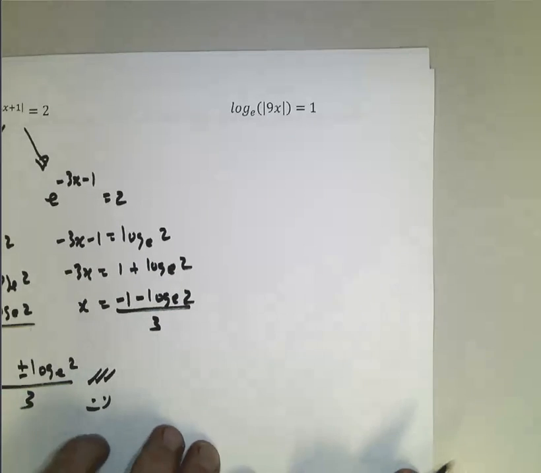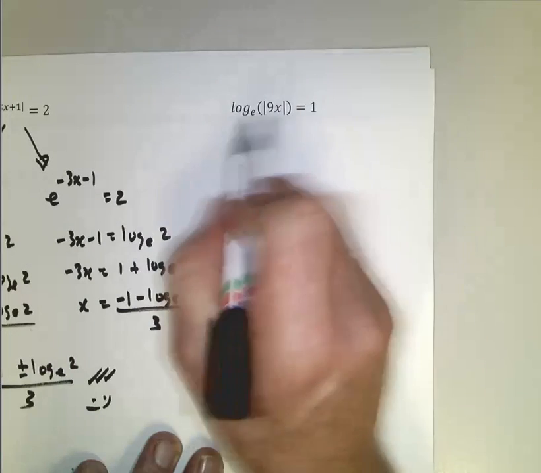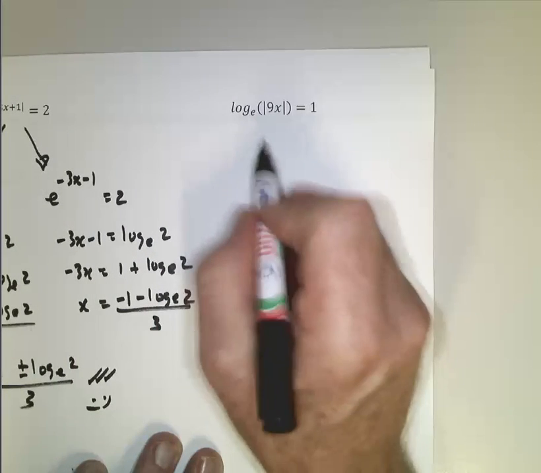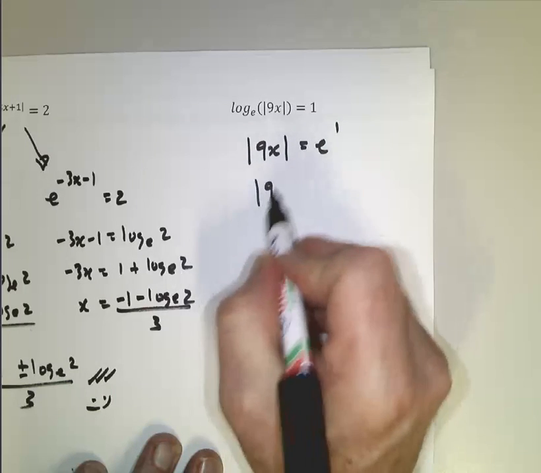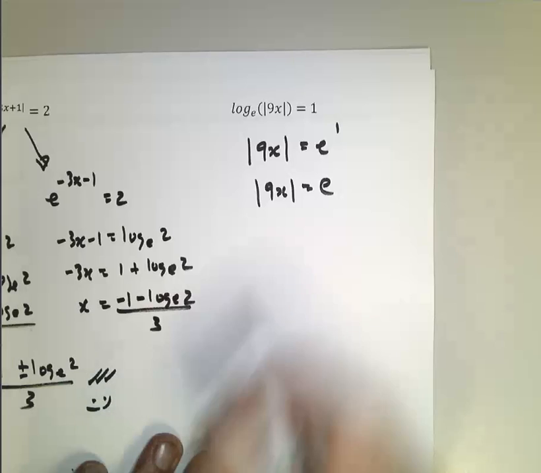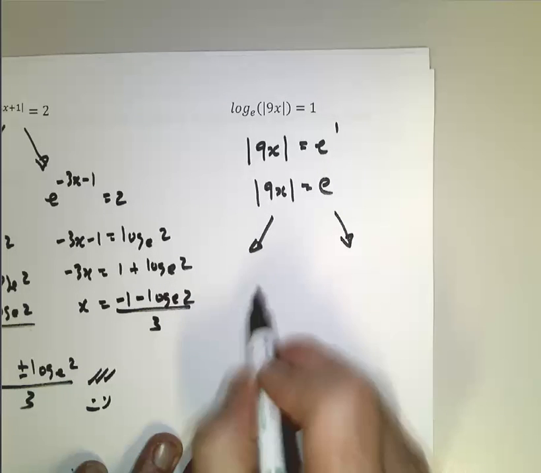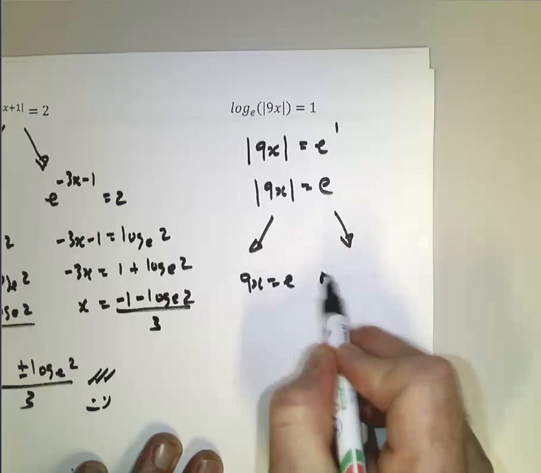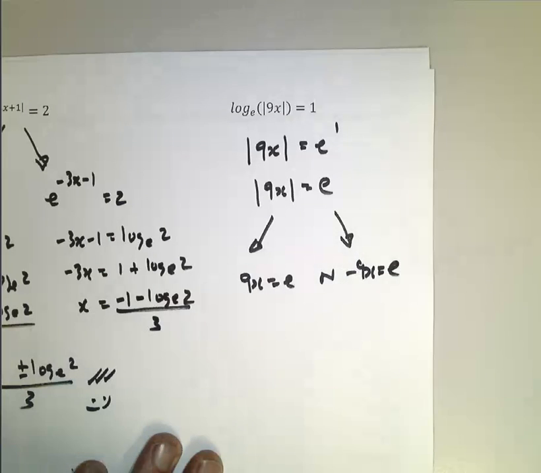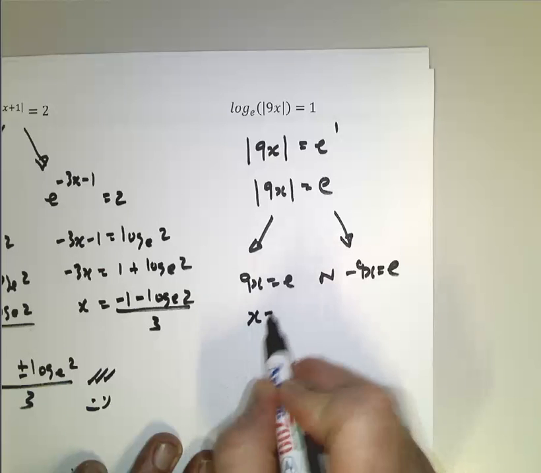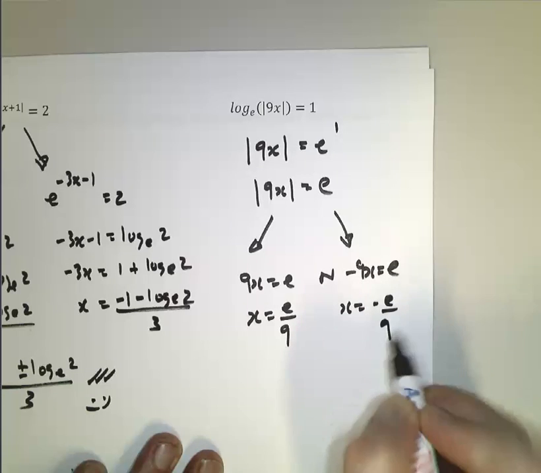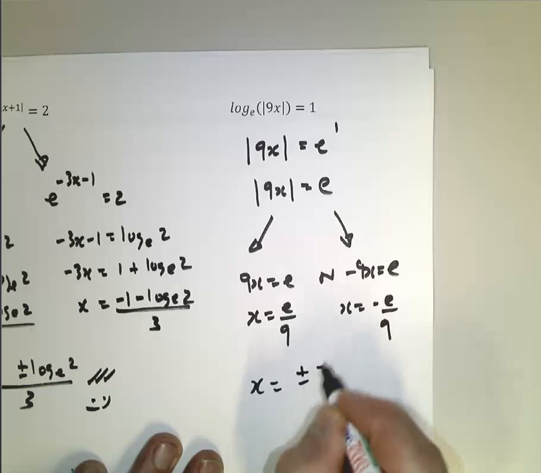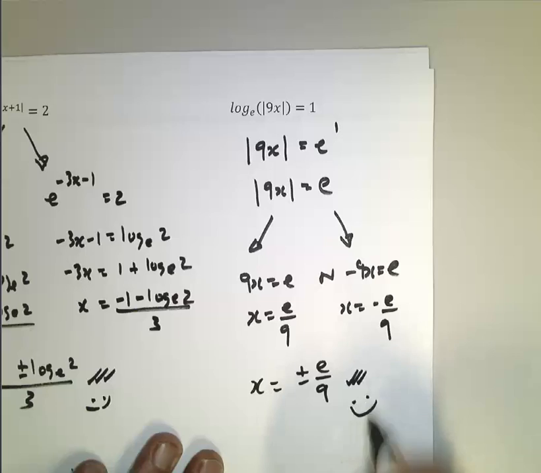Okay, in this particular question, I'll do the same thing. I've got a logarithm, I can turn it into an exponential. So the modulus of 9x can equal e to the 1, or the modulus of 9x can equal e. I can have two possible equations, 9x equals e, or minus 9x equals e, depending on whether the inside of the modulus is negative or not. I'm solving for x. X equals e on 9, or x equals negative e on 9. I can put them together and go plus or minus e on 9 as being my two solutions.